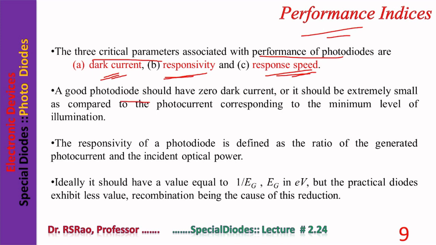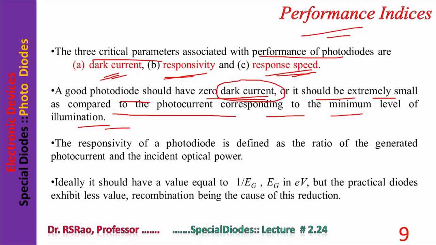A good photodiode should have zero dark current, or it should be extremely small as compared to photocurrent corresponding to the minimum level of illumination. So dark current should be as low as possible. So from observing the amount of dark current, one can have a certain understanding regarding the performance of a photodiode. If it is large, then there is very little possibility for it to be a good photodiode.